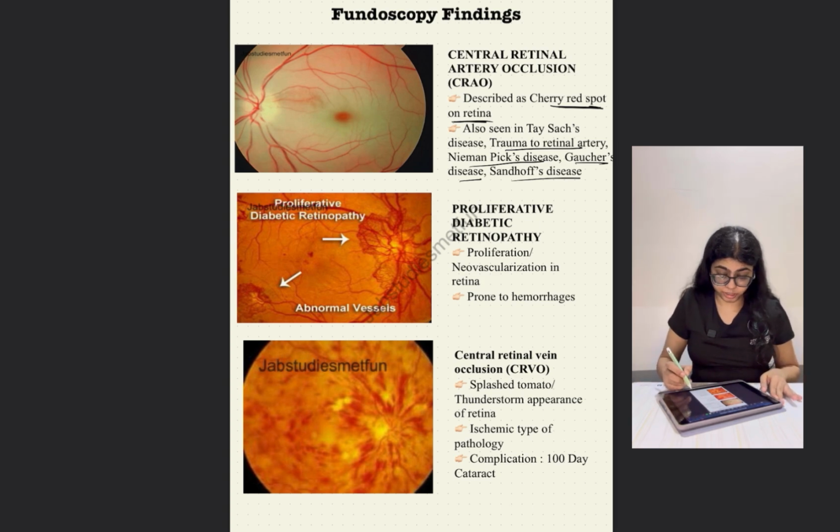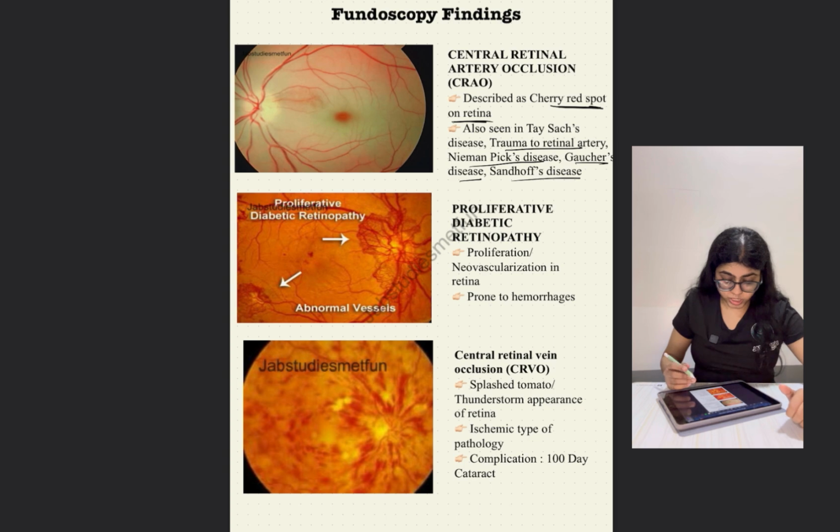Proliferative diabetic retinopathy. It looks like there are so many arteries which have newly formed in the retina, that is proliferation or neovascularization in the retina, which are prone to more and more hemorrhages, which is seen in diabetes.